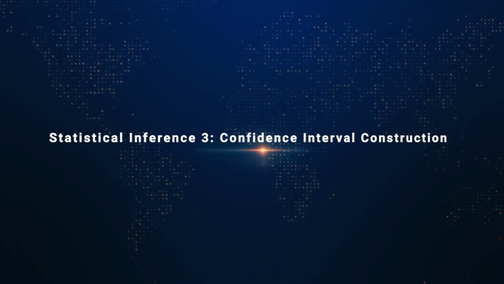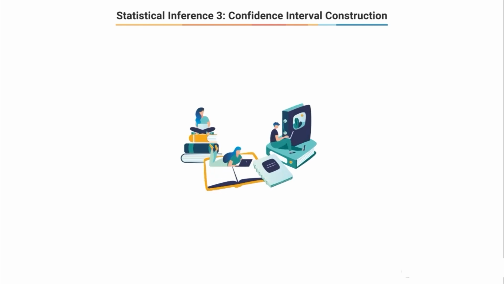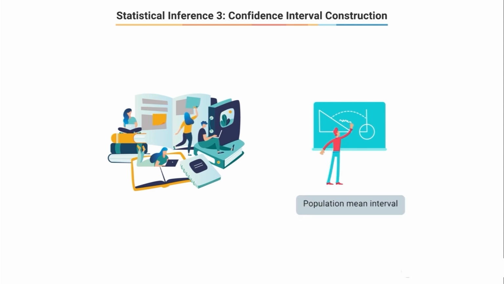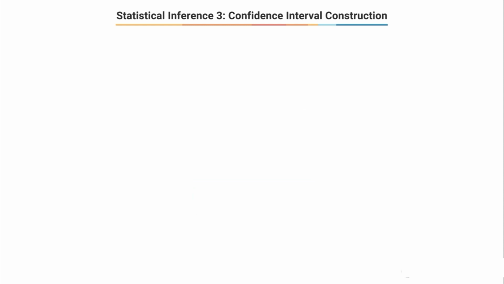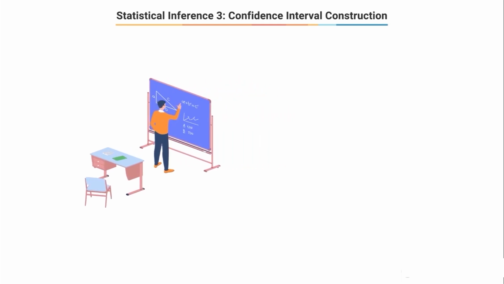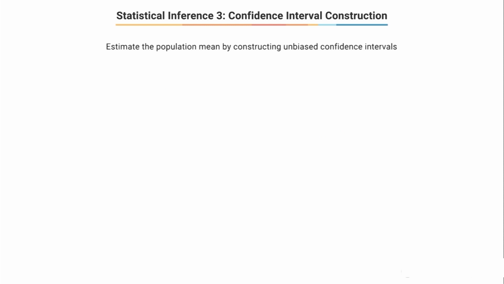Welcome to Statistical Inference 3: Confidence Interval Construction. If you look back at everything you learned till now, it was all about solving a simple problem, calculating an interval for our population mean. And in order to do this, you learned something about sampling, sampling distributions, central limit theorem, and many other things. So in this discussion, let us generalize this approach so that if anyone gives us any large population and asks us to give an estimation about the population mean, we know how to solve this problem and come up with an unbiased confidence interval.